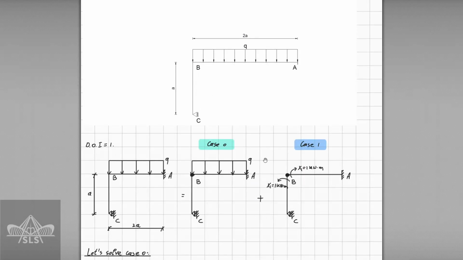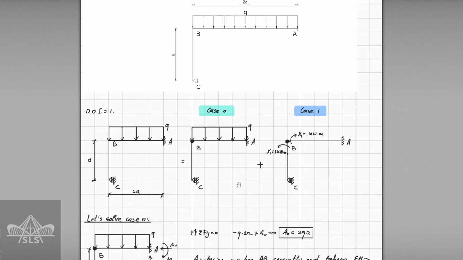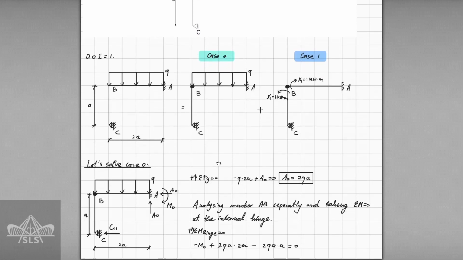To use the force method, I decided to release the bending moment at point B, as that's what the exercise asks to find. After we introduce an internal hinge here, the structure becomes statically determinate. Then we also have to take into account case 1, for which we apply a virtual bending moment at this point. So now let's start to solve for case 0.